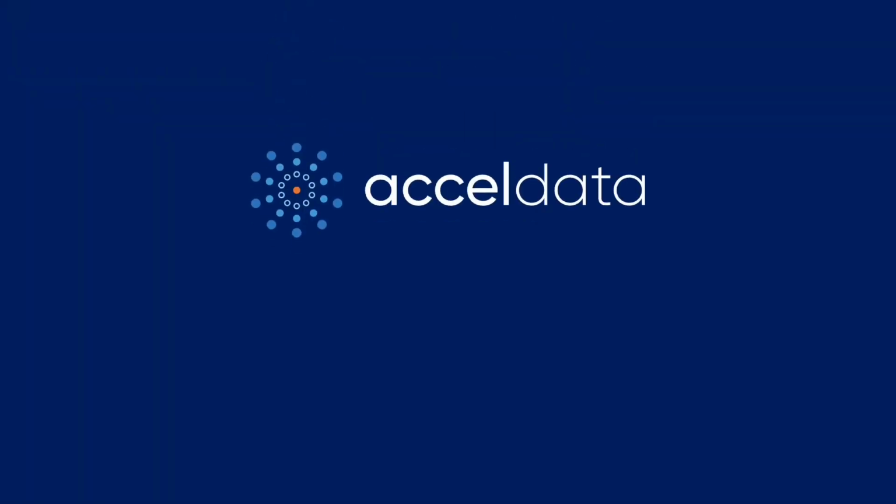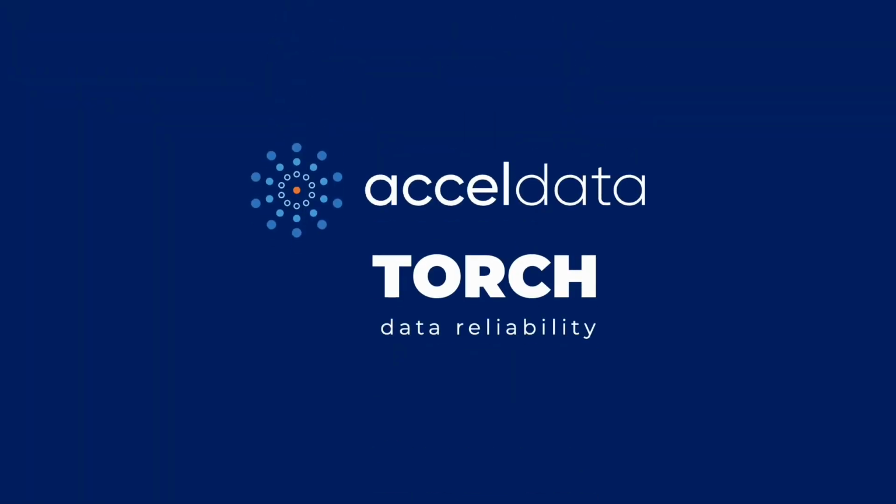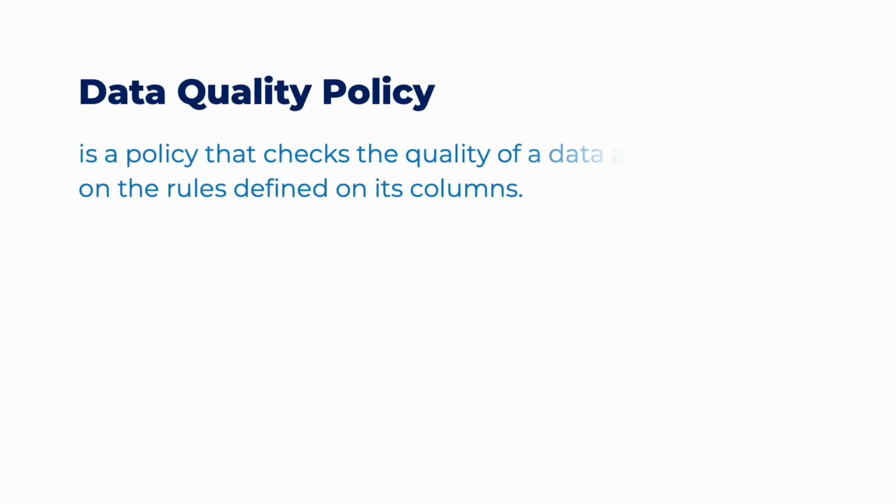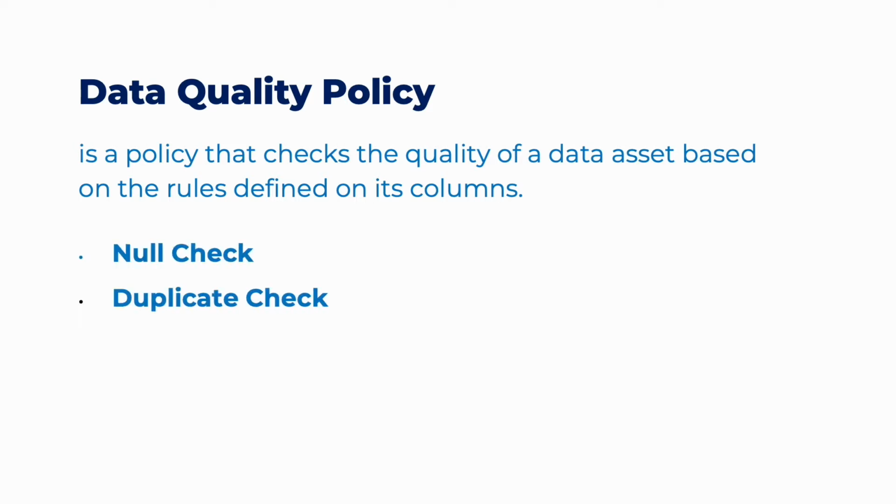In this video, we'll be discussing Torch's data quality policy. Data quality policy is a policy that checks the quality of a data asset based on the rules defined on its columns. For example, you can define rules like null check, duplicate check, schema match, range match, etc.